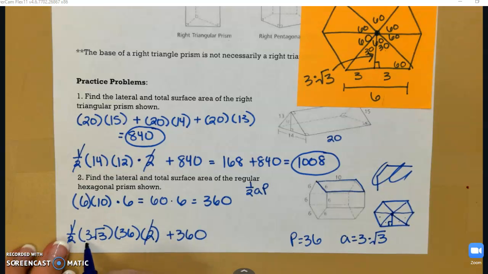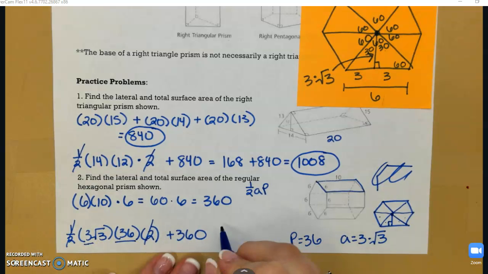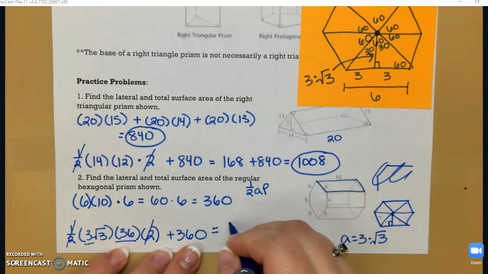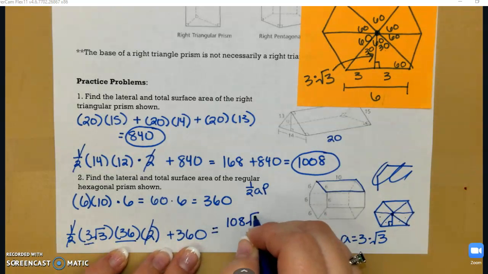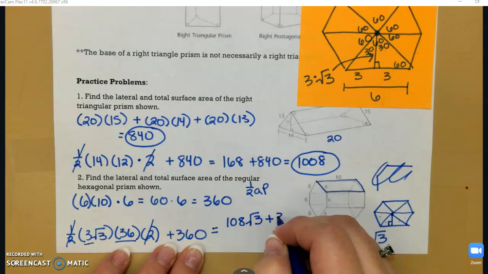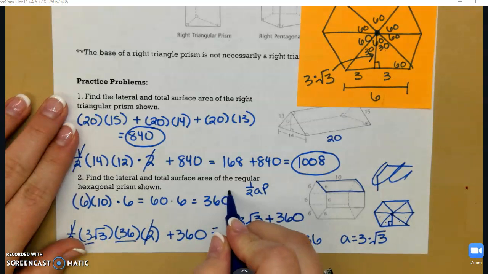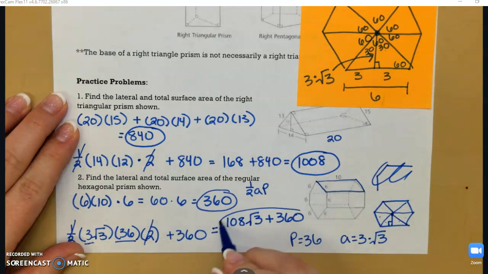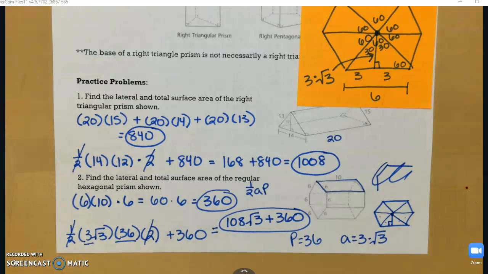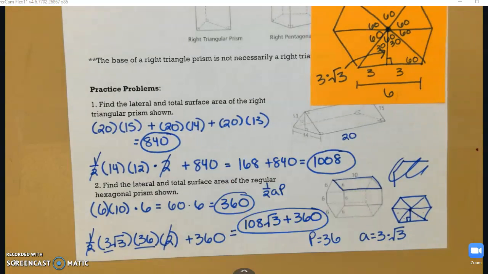So I have 3 times 36. Remember, multiply what's on the outside. And that's going to be 108 square root of 3 plus 360. So here's my lateral surface area, and here is my total surface area. And that is it for section 12.1. We are now going to switch to 12.2.